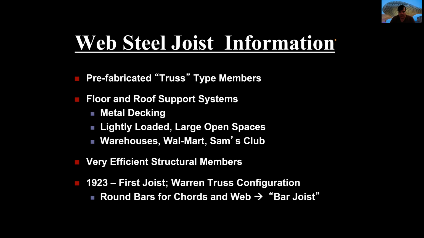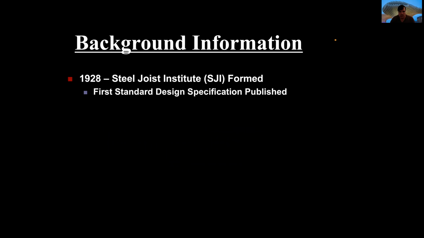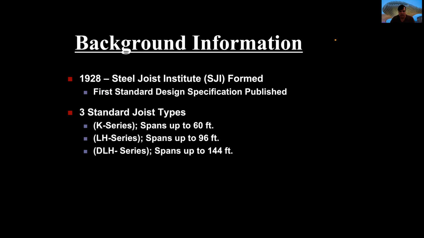The first joist was designed in 1923. It was a Warren truss configuration made with bars and was called a bar joist. Thereafter, in 1928, the Steel Joist Institute was formed, and they decided to standardize this kind of element, and they published the standard joist types like K-series, LH-series, and DLH-series that are normal spans, long spans, or deep long spans, as we can see here.